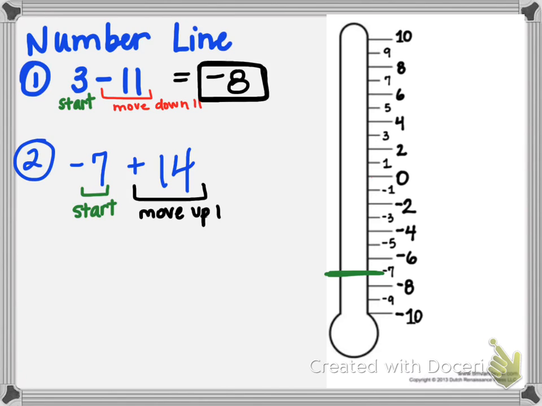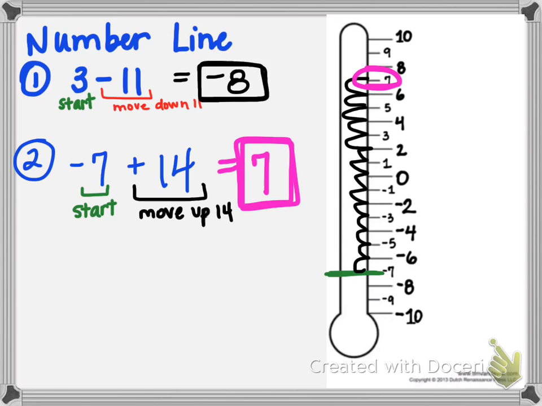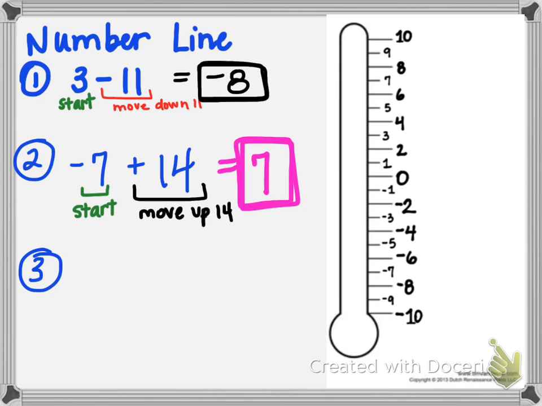Let me fix this here. Move up 14. Okay, so here we go. 1, 2, 3, 4, 5, 6, 7, 8, 9, 10, 11, 12, 13, 14. So that puts our new answer here. After moving up 14, I am not at negative 7, I moved up to positive 7. All right, then the last one, what if we switch up, adding a new combination of signs here? Let's go ahead and do 5 minus a negative 5.